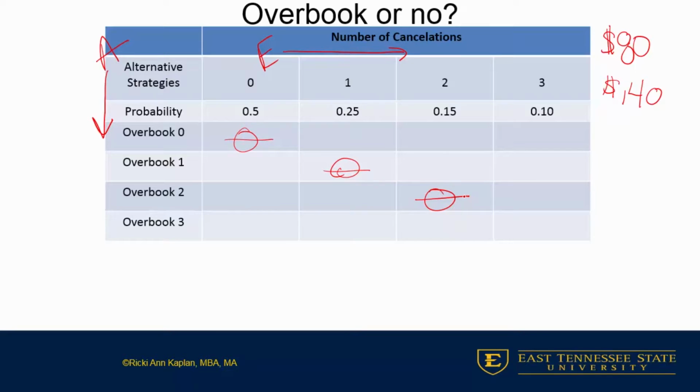The same thing with overbooking 3 rooms and having 3 cancellations. Each one of those overbooked rooms can go into a canceled room, and we again have that zeroing out. We're not losing any money.